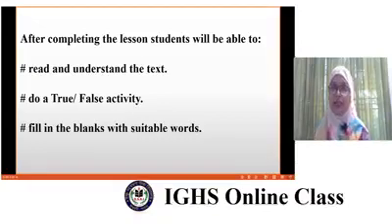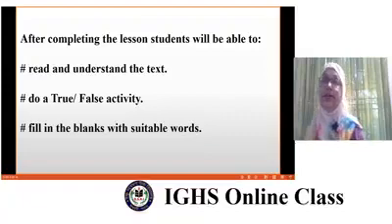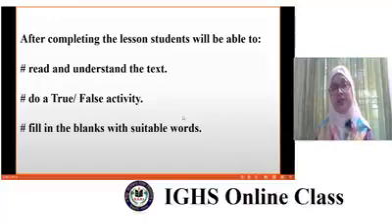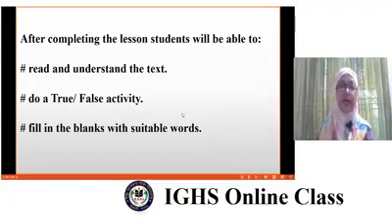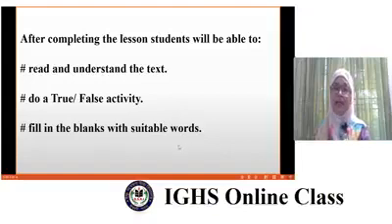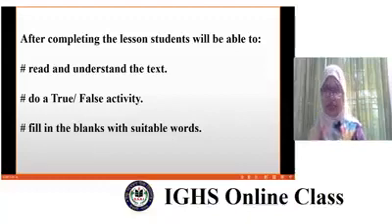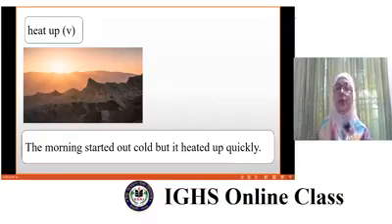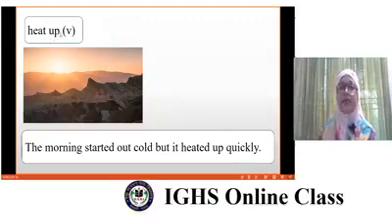We will understand a text very clearly. We will also do a true-false activity that is very frequent in our exam, right? And also fill in the blanks, how we will be able to fill them. We will discuss these issues also. Before going to the text, let me introduce the keywords from the text. The first word is heat up. Heat up. This is a verb.